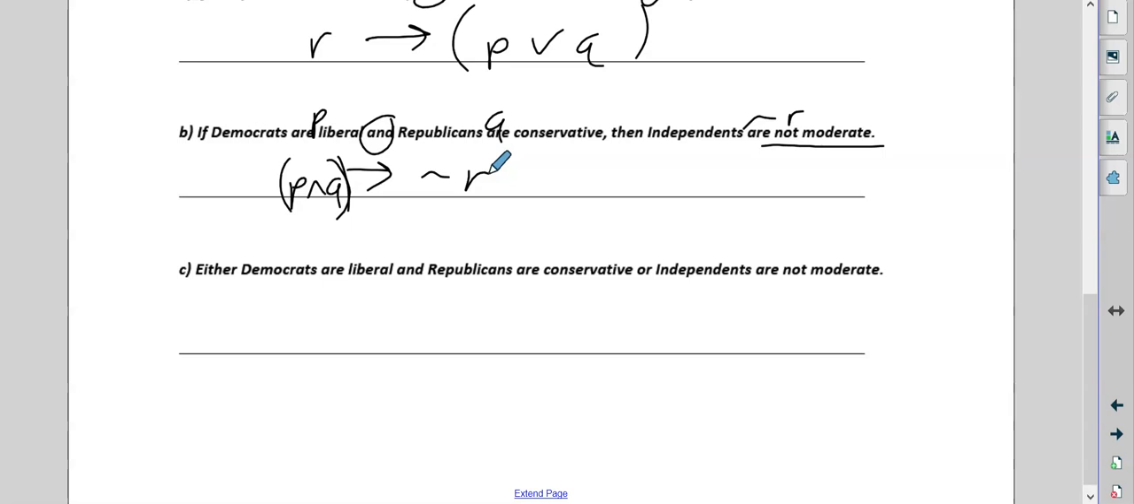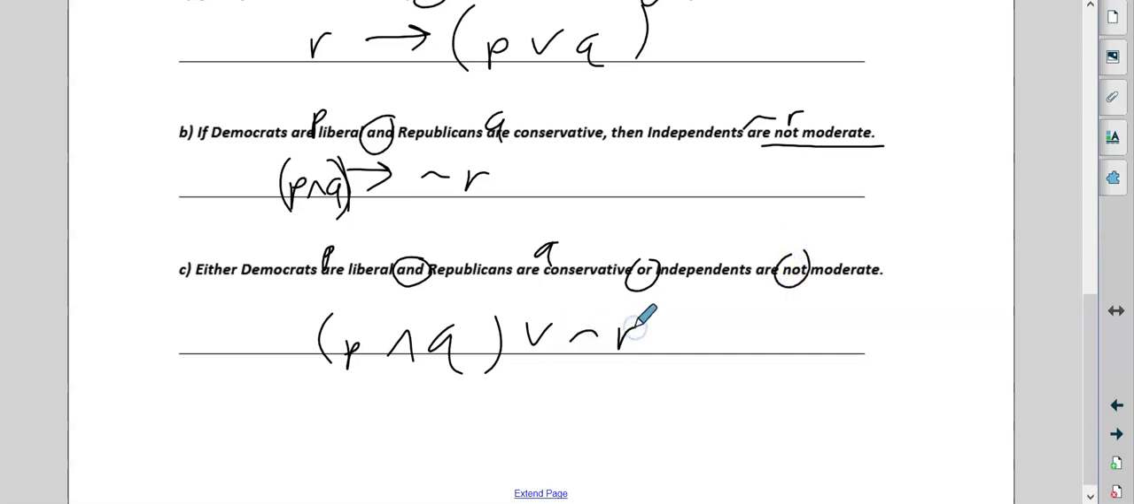Either Democrats are liberal, which is P, and Republicans are conservative, that's Q. So that's my and statement here. P and Q, or independents are not moderate, not R.